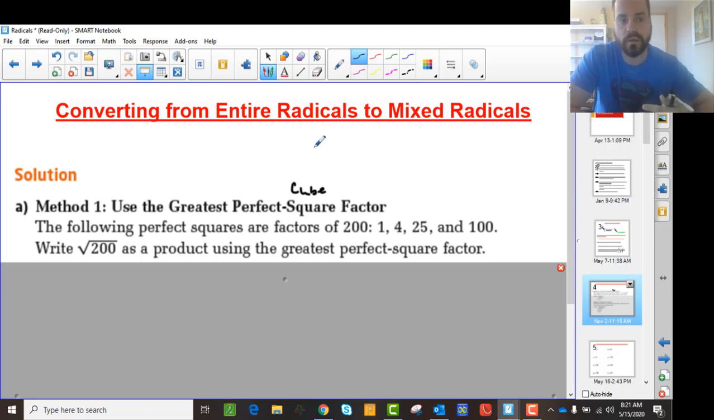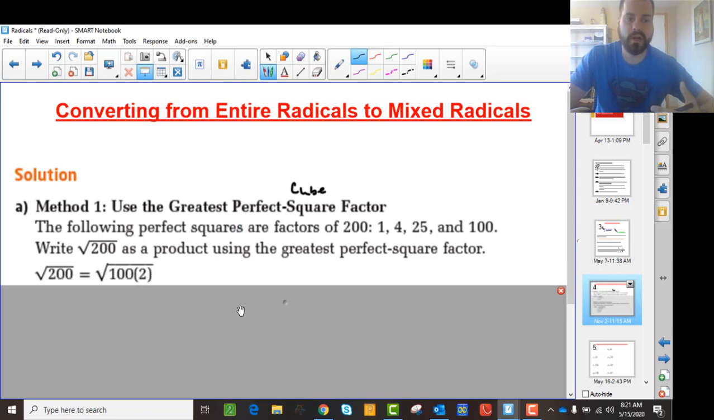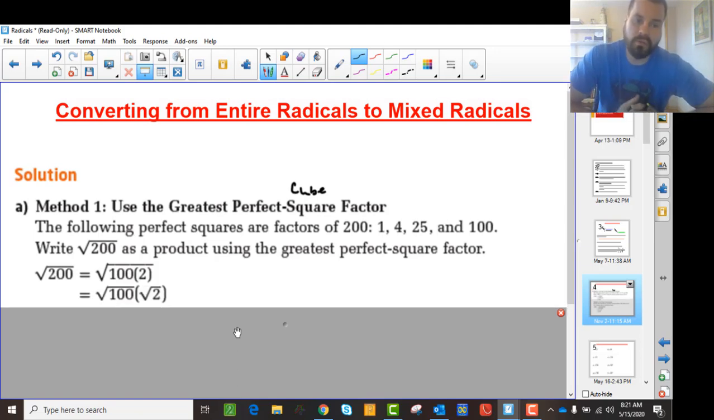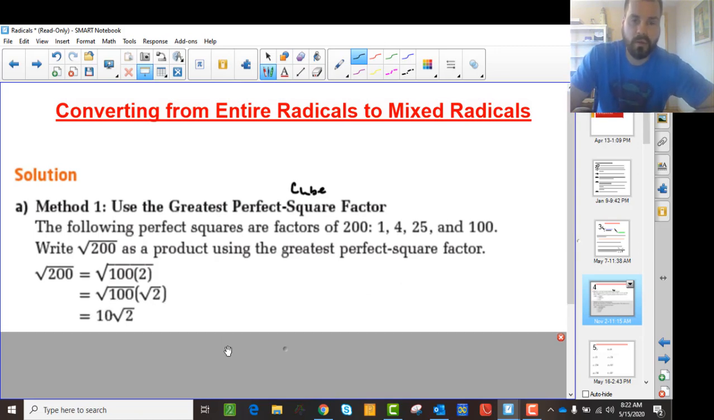So here's an example. We have the square root of 200, and we're looking for what are the perfect squares because it's a square root. So we look at the perfect squares and we know the perfect square factors of 200 are 1, 4, 25, and 100. The biggest of those is 100. So what we do is we write 200 as the product of 100 and 2. So we just write it as the square root of 100 times 2. And then we split the radical. So we say it's the square root of 100 times the square root of 2. And then we take the square root of 100 because we know that that's nice. It's 10.